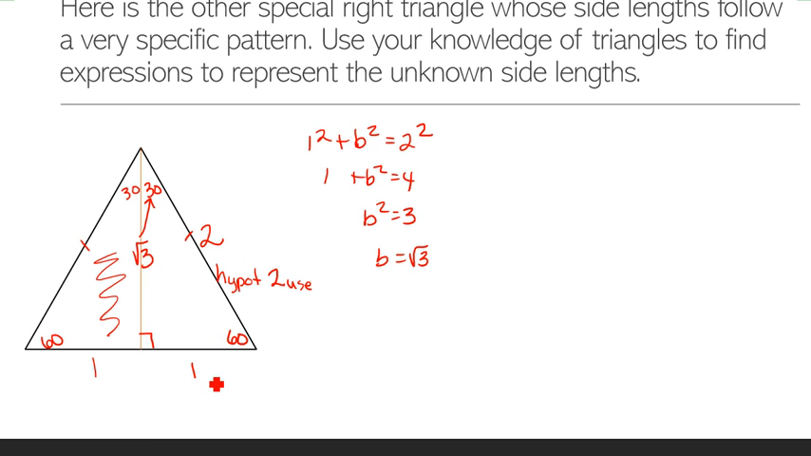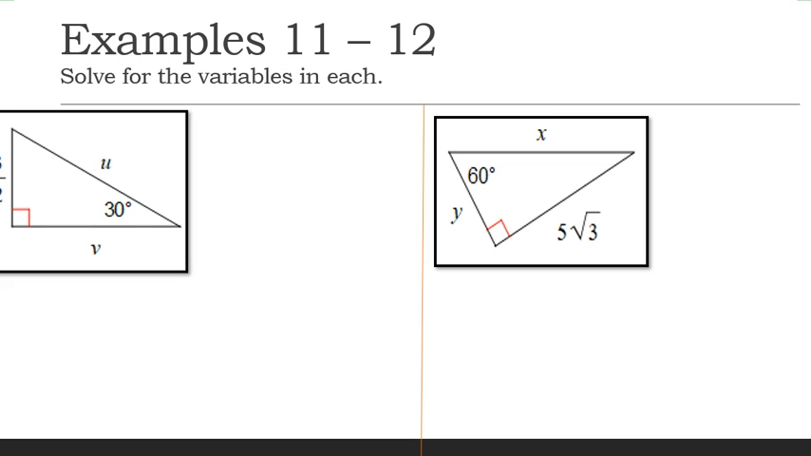Now, of course, we can't always have 1, 2, square root of 3. We have to have x, 2x, and x root 3, because the small side isn't a 1 for us on everything. So let's look at these next examples.